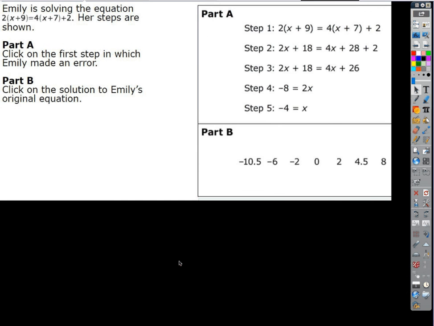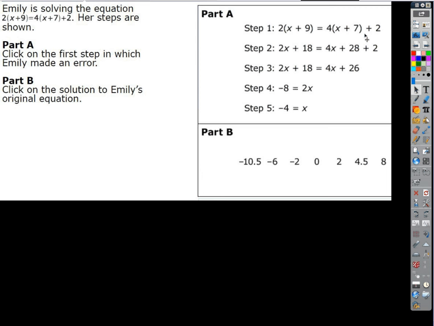Okay, a lot of stuff like this. These ought to be really easy for you guys. We've done a lot of algebra, you know, order of operations stuff. So what we're supposed to do here, Emily's solving this equation right here. So she just copied it down in step 1. Click on the first step in which Emily made an error, and then click on the correct solution. Obviously, we're not in the test, so I can't just click, but I'll circle them. So let's go through these.